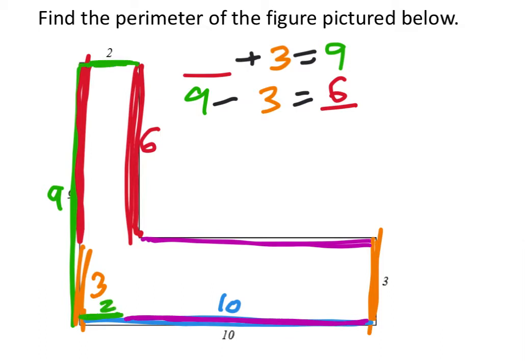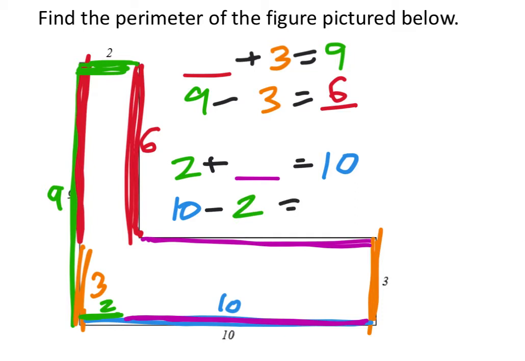That's 2 right there. Okay, so in other words, the green side length of 2 from the top, I would add that to the purple side length, which I don't know, in order to get the blue side length, which is 10. So again, using a fact family for this one, I'm going to take the sum, which is 10, and subtract the other length, which is 2, and that will now equal the purple side length. And 10 minus 2 is 8. So the purple side length is 8.